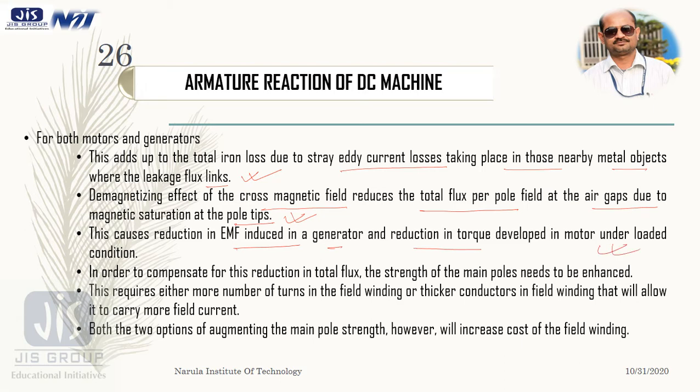So if we are seeing in the teeth area, the iron loss is increasing, and because of the crowding effect in one pole tip and weakening effect in another pole tip, there is an overall increase of iron loss in the pole shoe. So as a result, this is a cumulative effect. The total iron loss adds up. It goes on increasing. Then the stray eddy current loss.